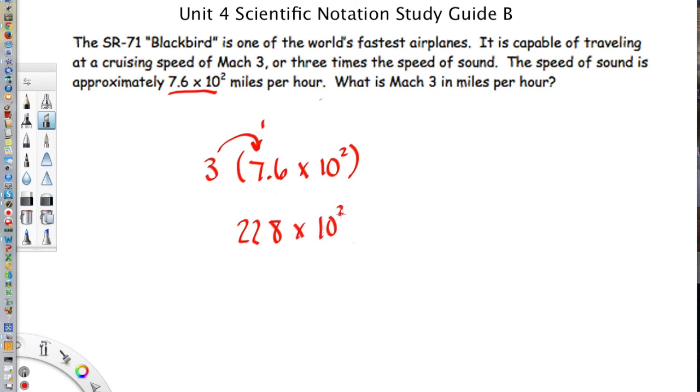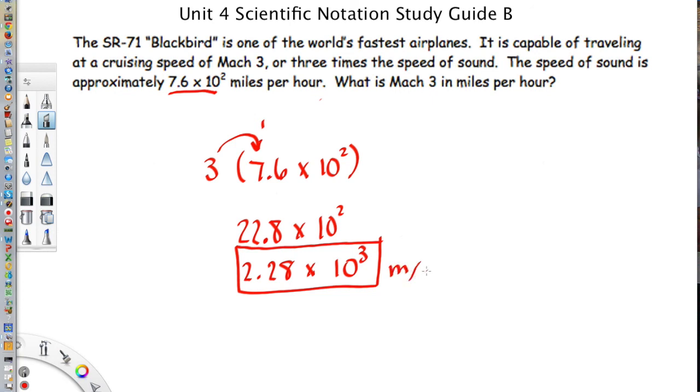Is this in scientific notation? No, whoops, I've got to fix that. I have 1 decimal point in my multiplication problem, so I need to have 1 in my product. This is not in scientific notation. I have to bump the decimal point over 1. I've got to move it 1 to the left, so I've got to move it 1 to the right to get it back, plus 2 more. So that would give me a grand total of 2.28 times 10 to the 3rd power miles per hour.